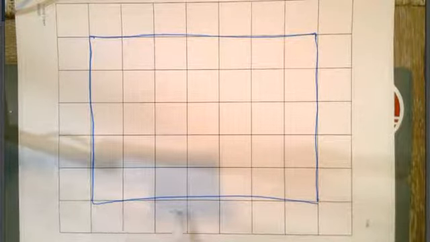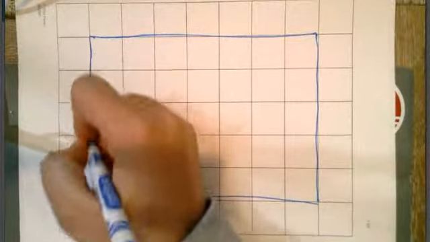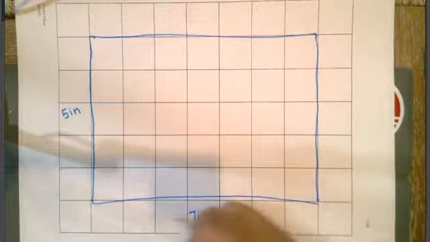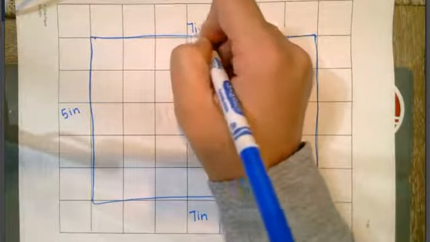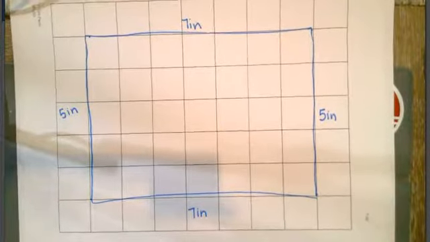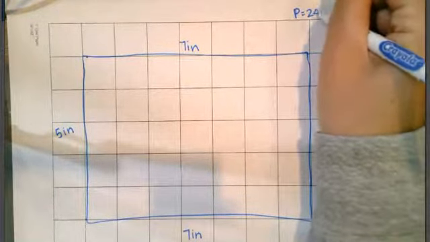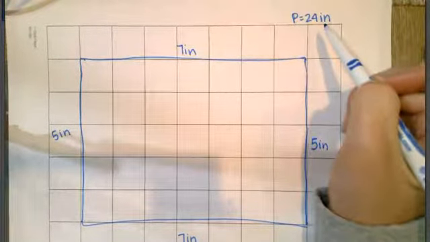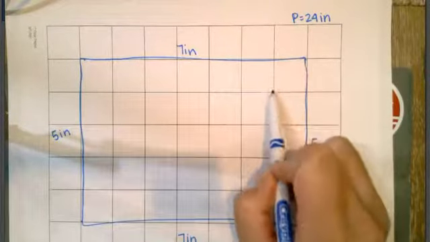Here's 1, 2, 3, 4, 5, 6, 7. So this is 7 inches, and this is 1, 2, 3, 4, 5 inches. Since I know that this is 7 inches and it's a rectangle, so is this dimension right here, and then here, 5. What's my perimeter? Yep, it matches up to my 24 inches. Notice for perimeter, we just use the unit inch. We don't use square inches because it's linear. It's not a square that we're measuring.